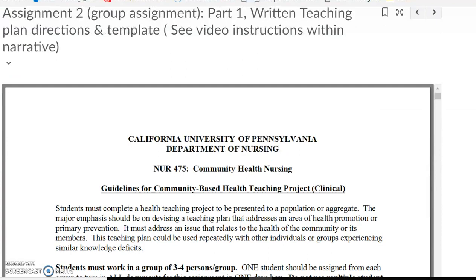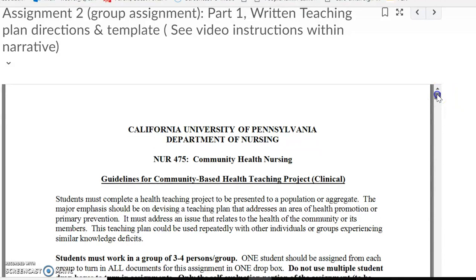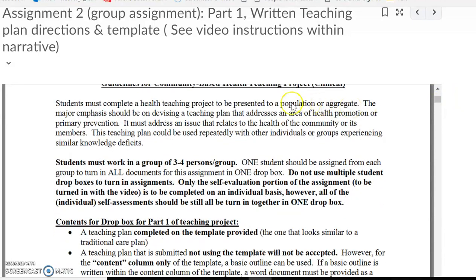Okay, so when you open up the written teaching plan part as well as the video part, you're going to see the beginning is very similar because I kind of put everything together. So students have to complete a health teaching project to be presented to a population or aggregate based on those case studies. Major emphasis should be on devising a teaching plan that addresses an area of health promotion or primary prevention, and must address an issue that relates to the health of a community or its members.